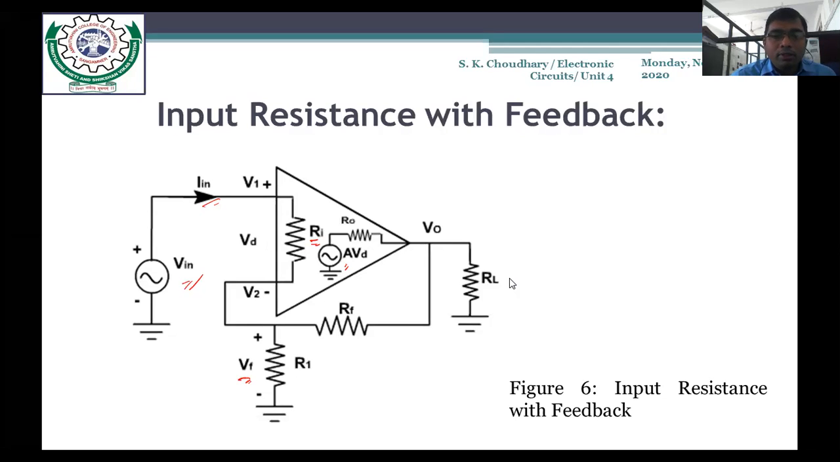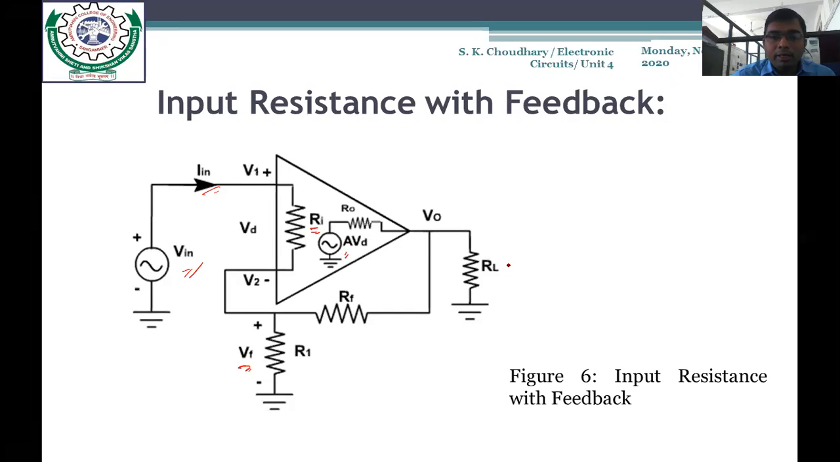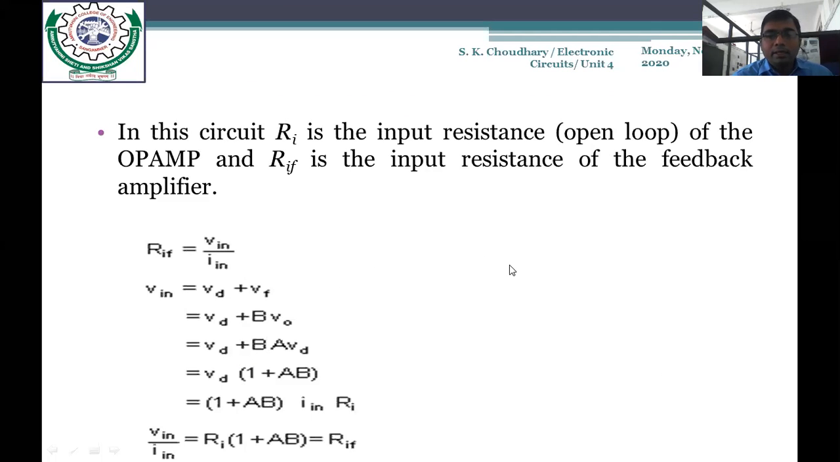When you go for this mathematical analysis, in this circuitry, Ri is the input resistance or open loop resistance of the op amp, and Rif is the input resistance with feedback. So you can calculate Rif as Vin upon Iin. Okay, so Vin is equal to Vd plus Vf.